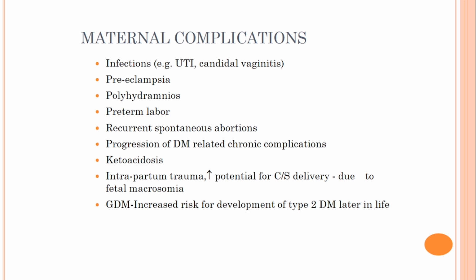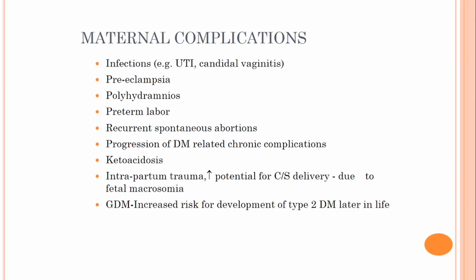Diabetic patients may have recurrent spontaneous abortion because hyperglycemia is still an insult precipitating spontaneous abortion. Then there could be progression of diabetes-related chronic complications. They are prone to ketoacidosis. There is intrapartum trauma, as I've explained earlier, and the threshold for cesarean section delivery is much lower in them. So in gestational diabetes mellitus, there is increased risk for development of type 2 diabetes later in life.